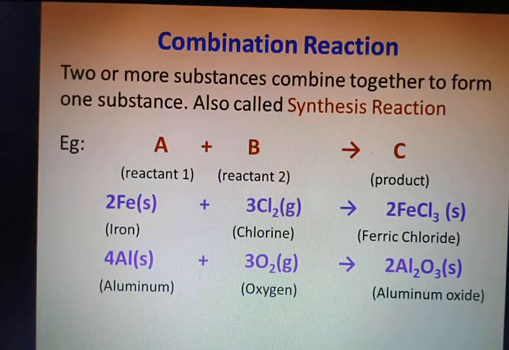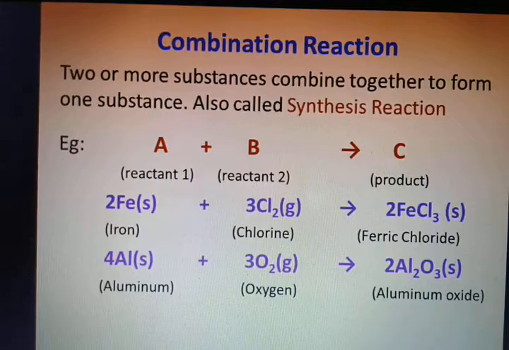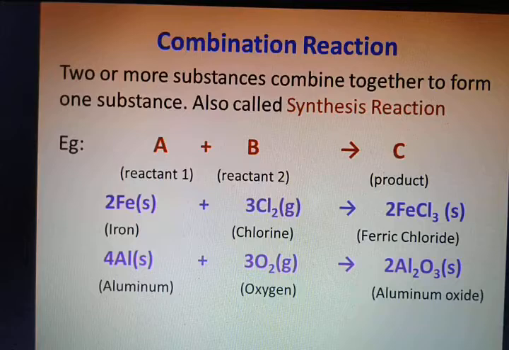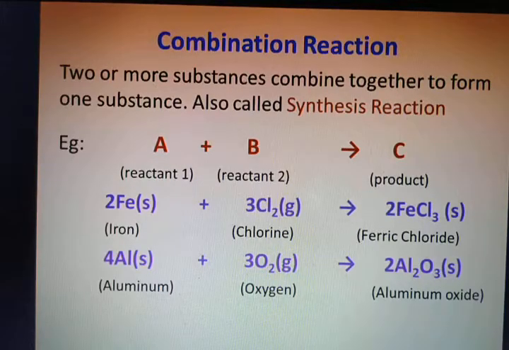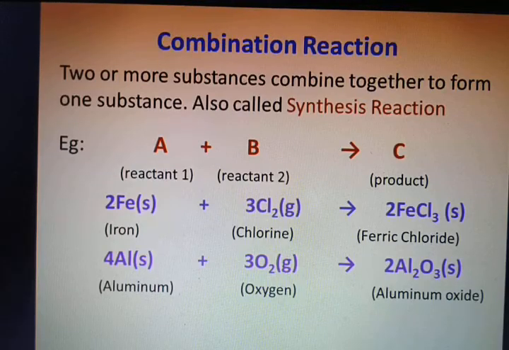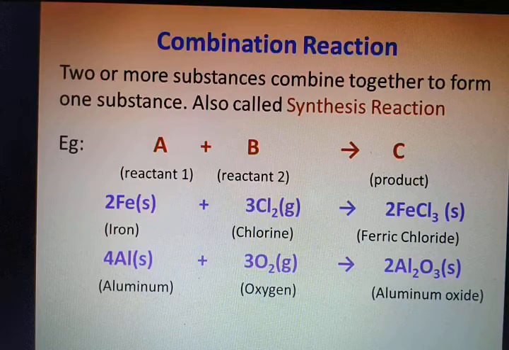You can easily understand the word combination. It's an English word, and the meaning is very simple: to combine. Now, who will combine? Combination reaction, as the word itself suggests, means substances will combine, of course, right? Now, who are the substances?